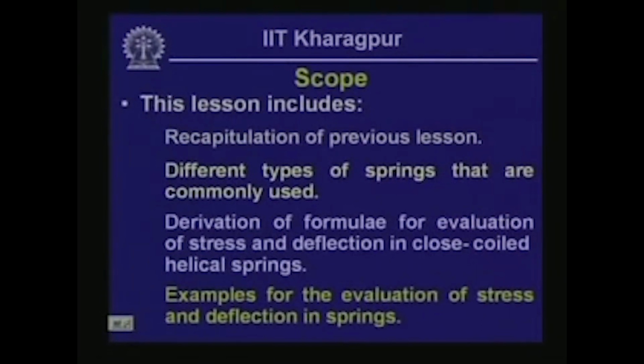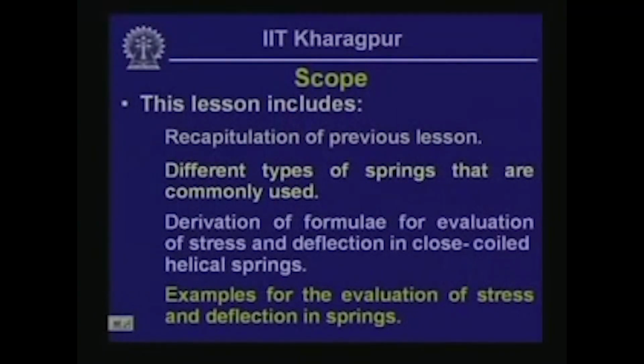The scope of this particular lesson therefore includes the recapitulation of the previous lesson. Now, as we have seen, in the previous module we have discussed the stability of the columns, and in the previous lesson on stability of columns I have given you some questions. We will be discussing the answers of those questions, and to that extent we will recapitulate the previous lesson.